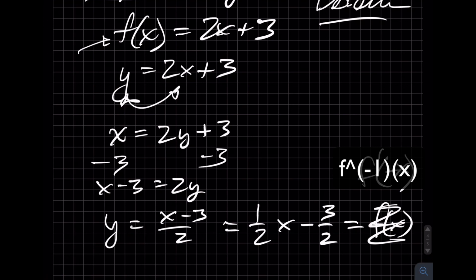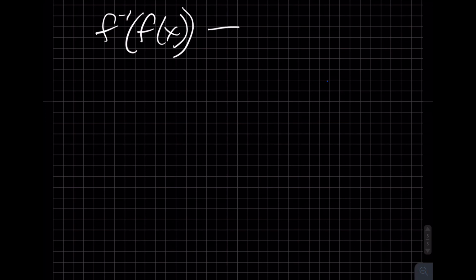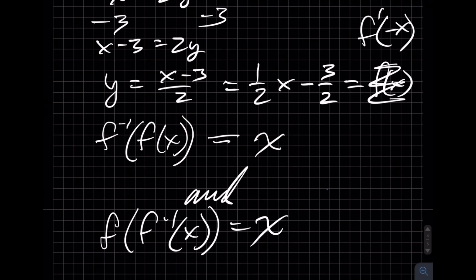If you're not sure, we can check it. I'm not going to go through the whole check, but I'm going to write the idea out. Remember, to verify if two functions are inverses of each other, you have to check to see if this results in the original value and if this results in the original value. Okay? So both directions.